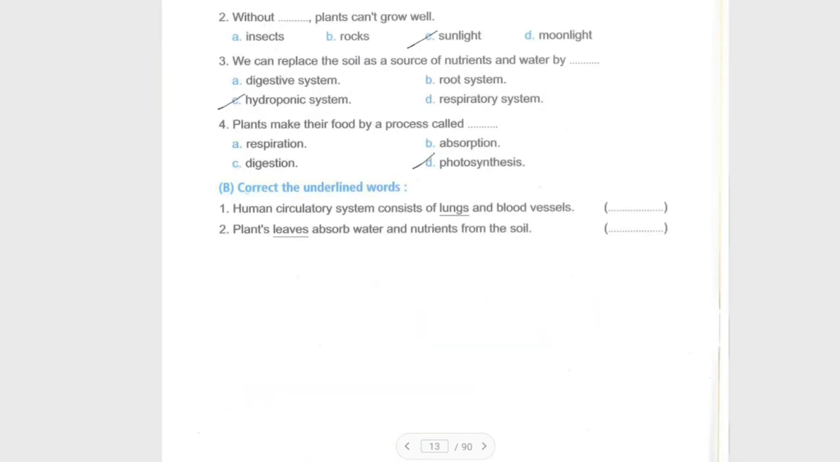B, here it says correct the underlined words. The human circulatory system consists of lungs and blood vessels. Of course, it is the heart. Okay. Number 2, plant leaves absorb water and nutrients from the soil. The correct answer is roots.